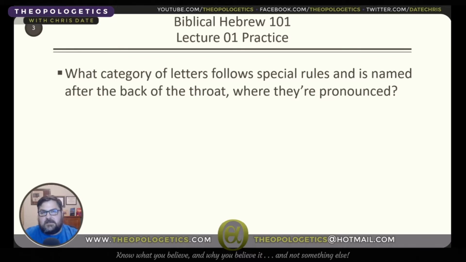All right, so this first question: what category of letters follows special rules and is named after the back of the throat where they're pronounced? Again, the question is, what category of letters follows special rules and is named after the back of the throat where these letters are pronounced? Do you know the answer? The answer is gutturals. Gutturals comes from a Latin word that refers to the back of the throat.